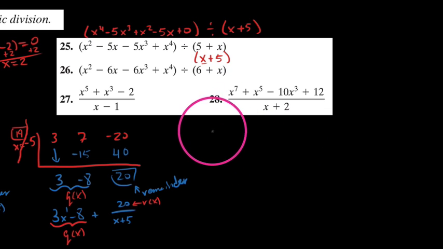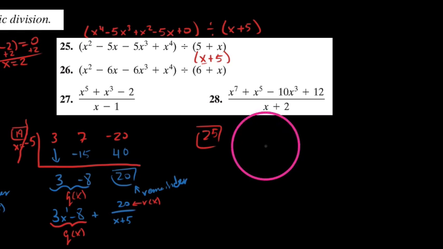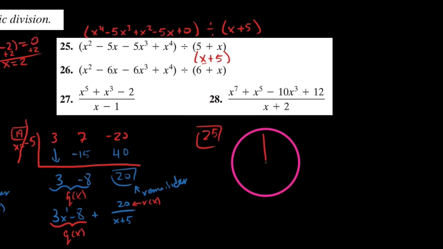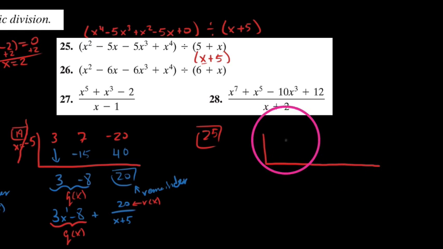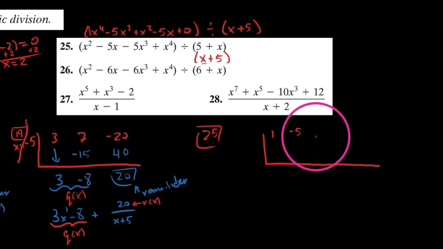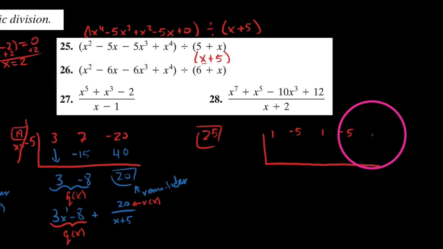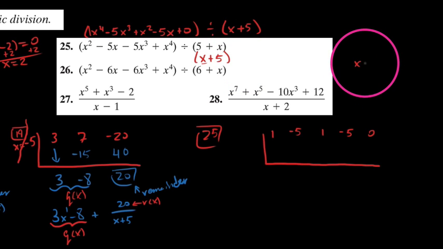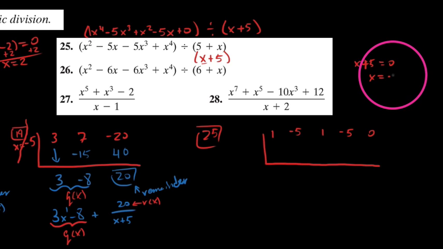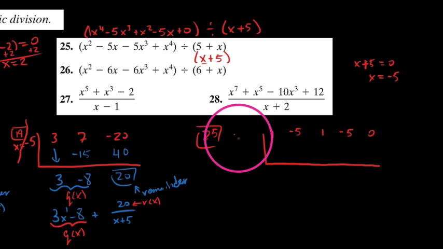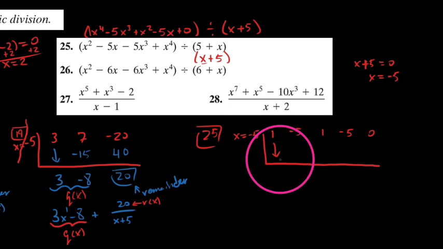So looking at 25 here, the way we would set this up is using our little synthetic division array here, like we do a division bar. We would drop in our coefficients of our dividend. So we have 1, negative 5, 1, negative 5. Wow, that's kind of fun. And 0. And on the outside here, we say, well, because x plus 5 is the thing we're dividing by, if I were to set that equal to 0, then x would actually be equal to negative 5. And so we're going to say, well, then negative 5 belongs out here. So let's go ahead and carry down our 1.